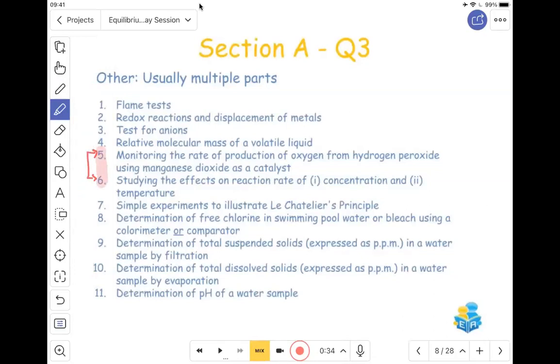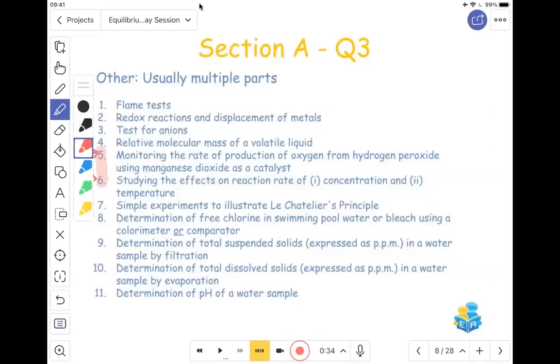The next one then, number 7, is Le Chatelier's Principle, and that's your simple test tube experiment. You may have done it with iron and potassium thiocyanate or whatever. Although this is an equilibrium experiment, we are not going to go through it today. Today's session is purely going to focus in part 2 of the session on the equilibrium calculations.